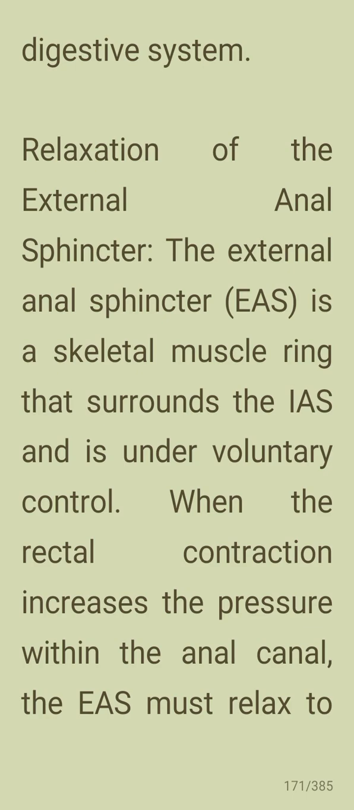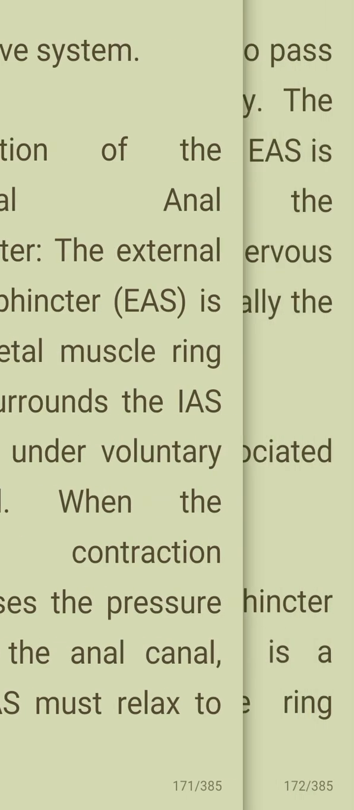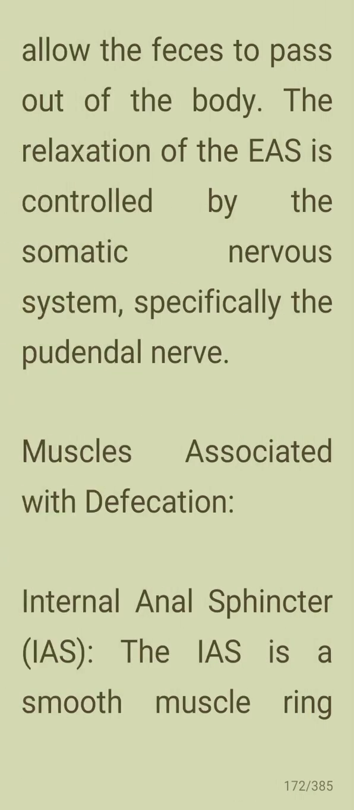So, relaxation of the external anal sphincter. The external anal sphincter is a skeletal muscle ring that surrounds the IAS and is under voluntary control. And the rectal contractions increase the pressure within the anal canal. The EAS must relax to allow the feces to pass out of the body. The relaxation of the EAS is controlled by the somatic nerve system, specifically the pudendal nerve.